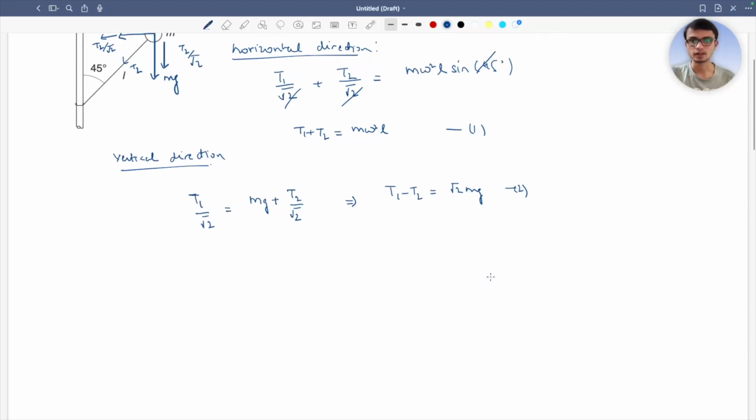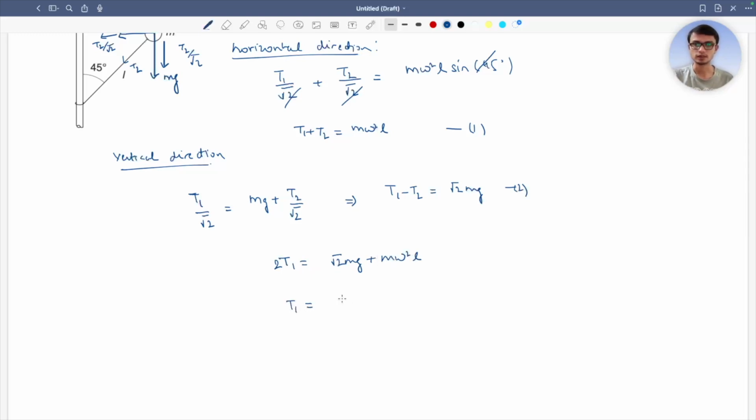So from equations 1 and 2, I can write that 2T1 equals root 2 mg plus m omega squared L. So my tension T1 will be simply m common, g upon root 2 plus omega squared L by 2. So this is my tension in the upper string.